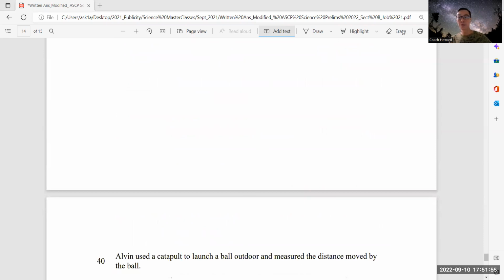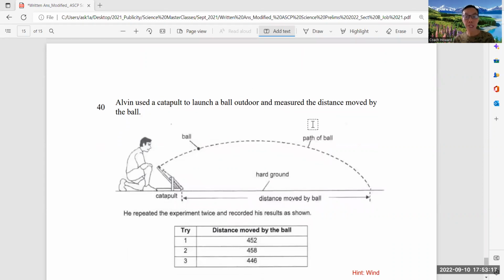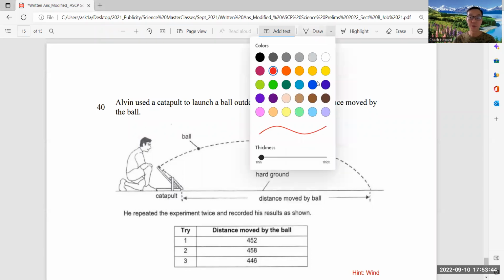Okay, let me pause for a while. This is the final question of the ACS 2022 section B. The question shows you this experimental setup. Do take note, experimental setup questions in PSLE occupy about 8 marks in total. They may have maybe 2 experimental setups. Here Alvin used a catapult to launch a ball outdoor and measured the distance moved by the ball.